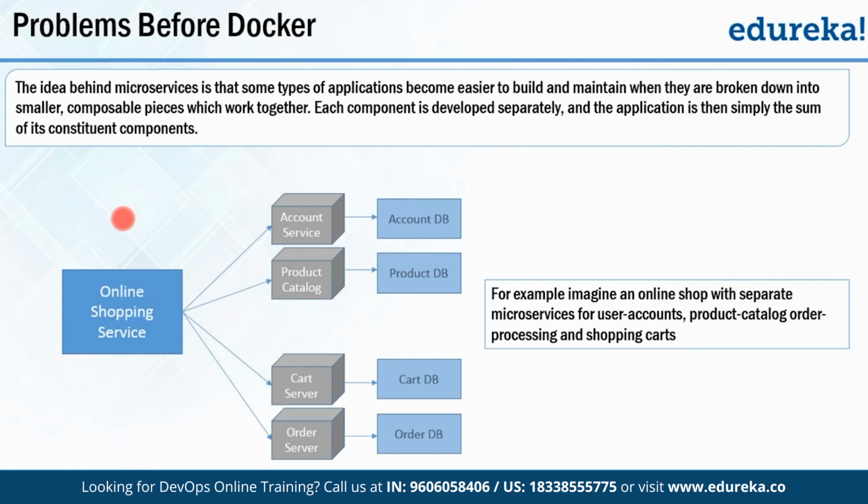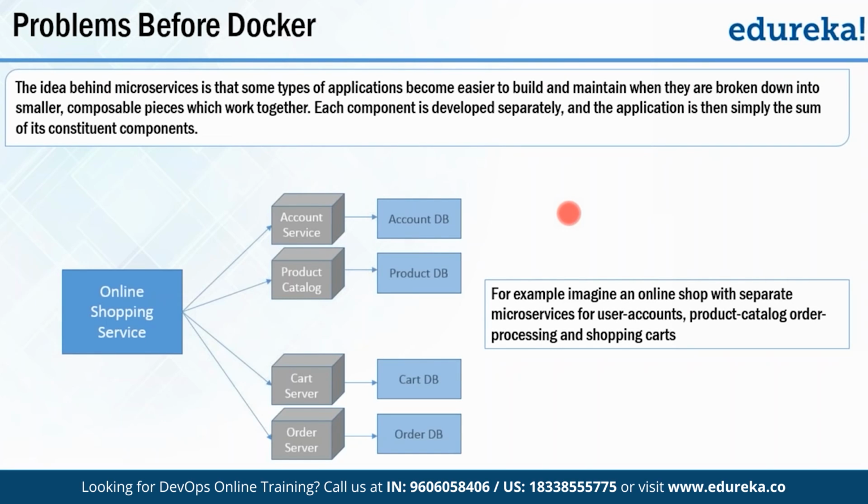Let us understand this with an example. As you can see, there is an online shopping service application. It can be broken down into smaller microservices like account service, product catalog, cart service, and order service. Microservice architecture is gaining a lot of popularity nowadays. Even giants like Facebook and Amazon are adopting microservice architecture.